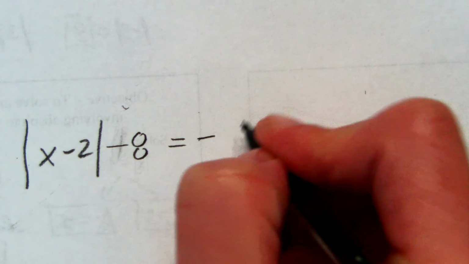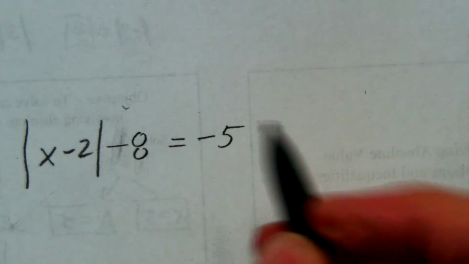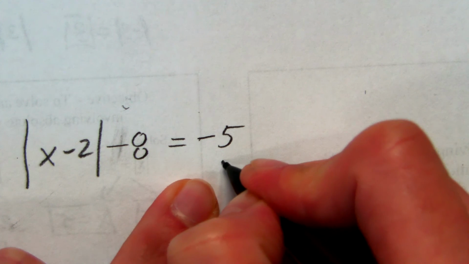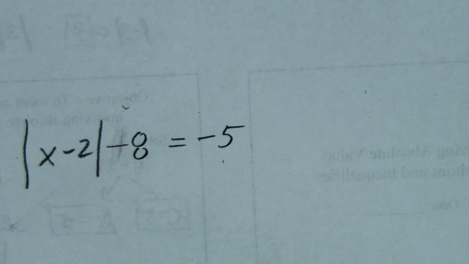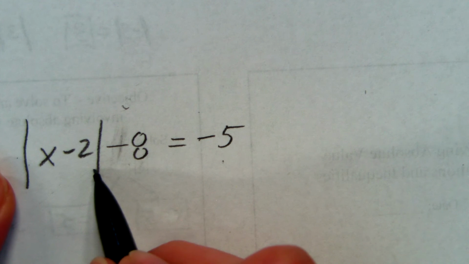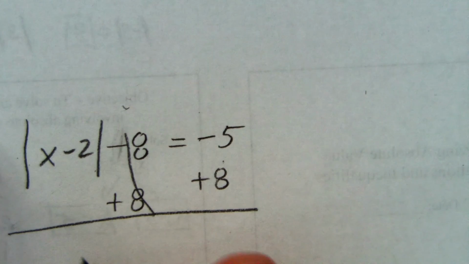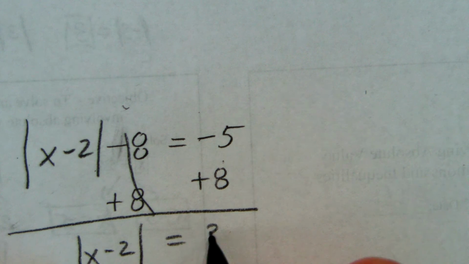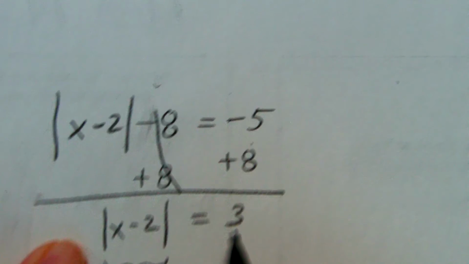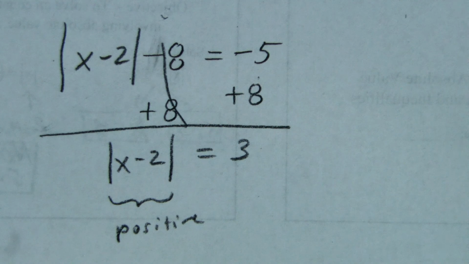Let's say I have the absolute value of x minus 2, no, I'm going to make it plus 8, equals negative 5. Sometimes people start off and go, oh, this isn't possible, but you don't know yet because you would have to get the absolute value by itself. So before I could tell if it was possible or not, I have to get the absolute value by itself, because it's the absolute value that's always going to be a positive. And then this one would actually work and it would be fine.